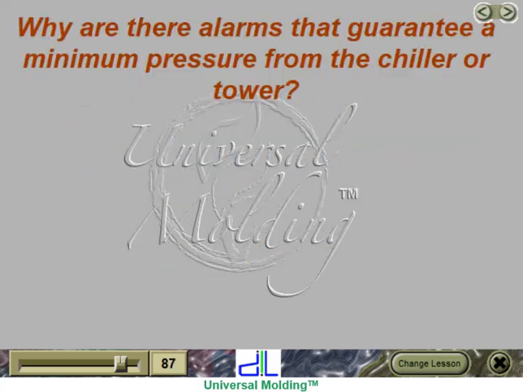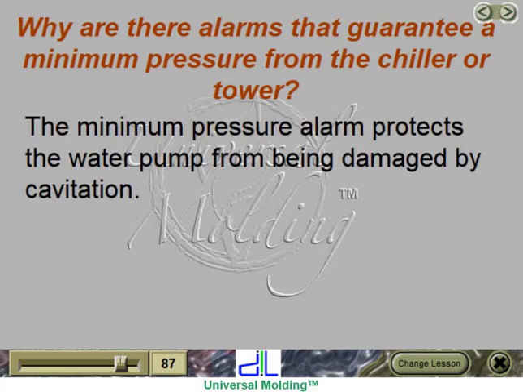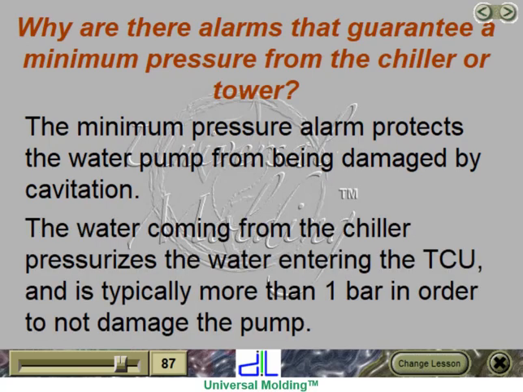Why are there alarms that guarantee a minimum pressure from the chiller or tower? The minimum pressure alarm protects the water pump from being damaged by cavitation. The water coming from the chiller pressurizes the water entering the TCU and is typically more than 1 bar in order to not damage the pump.